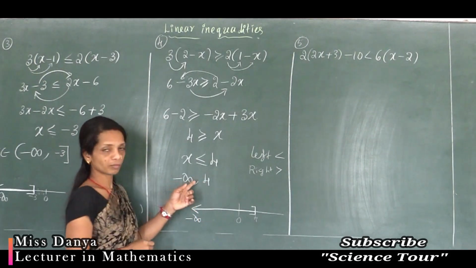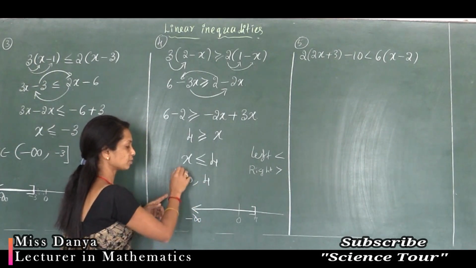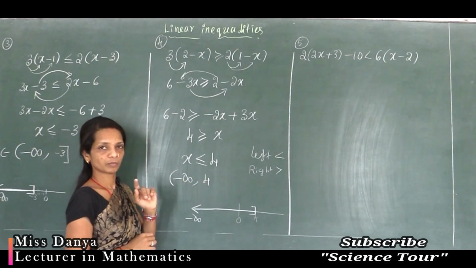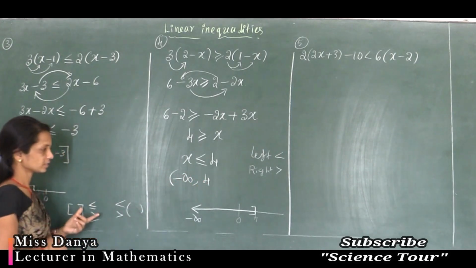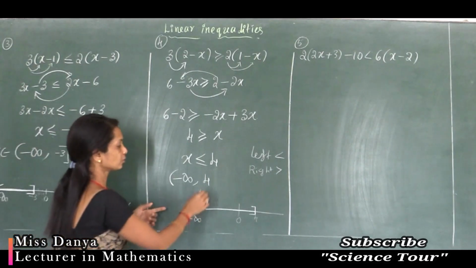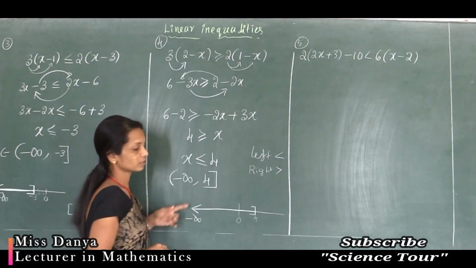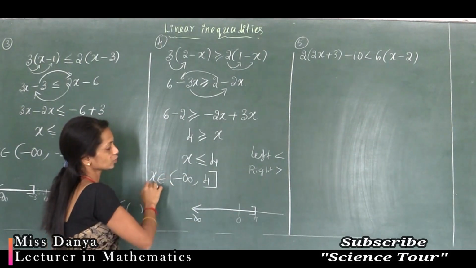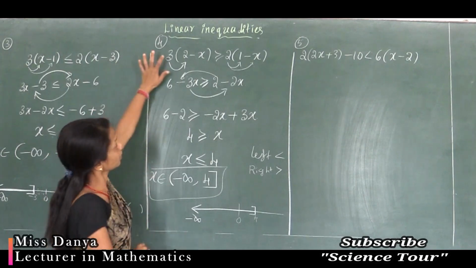Okay, you have to write a comma in between, and always minus infinity side open bracket, and for the 4 side, which bracket you have to use? I already said for slack inequality, you have to use a closed or square bracket like this. Okay, so this is the real number solution for the given inequality 4.